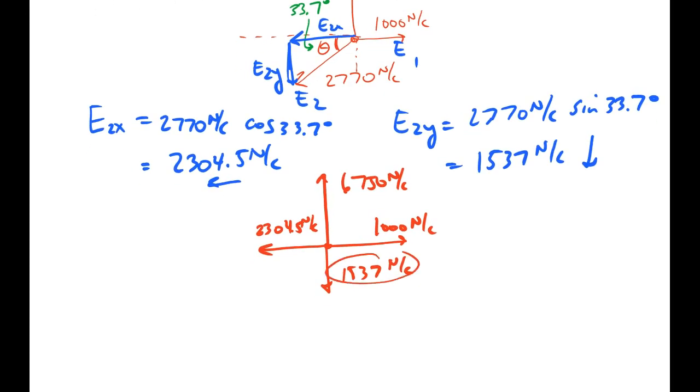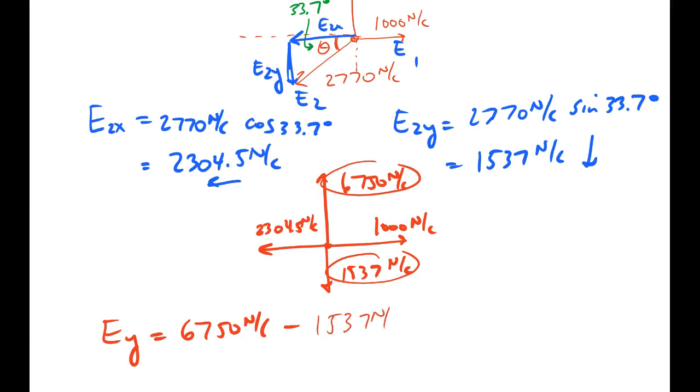All right, so what can I do with that value and that value? I can subtract them. So E in the y direction would be all of them added up in the y direction. So you don't need to show a formula. It would be just 6750 newtons per coulomb minus 1537 newtons per coulomb because they're going in the opposite direction. Or if I choose up to be positive and to the right to be positive, that would be the positive value. That's the negative value. So 6750 minus 1537, I get 5,213 newtons per coulomb, and that is up because it's positive.